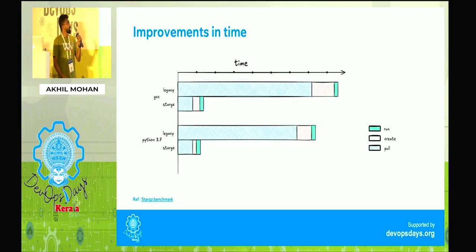And these were the improvements in time that we saw when using stargz instead of the legacy overlay snapshotter that containerd or Docker uses by default. For the GCC and Python 3.7 images, the pull time was reduced by a lot. This benchmark is continuously run on the stargz repo, so we know at any point in time what the current results produced by the stargz snapshotter are.